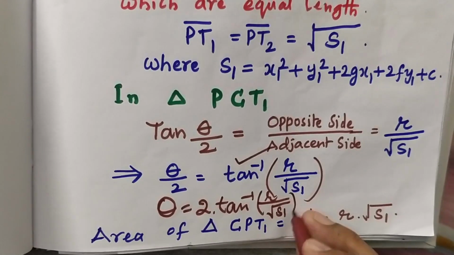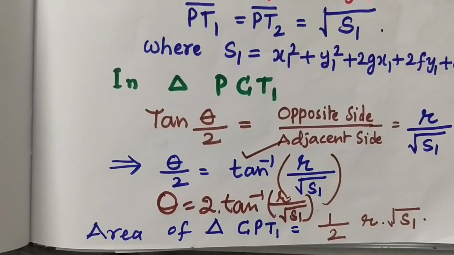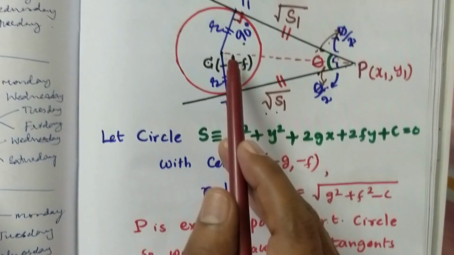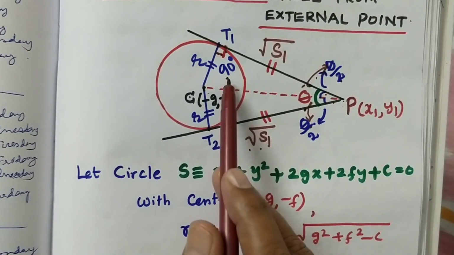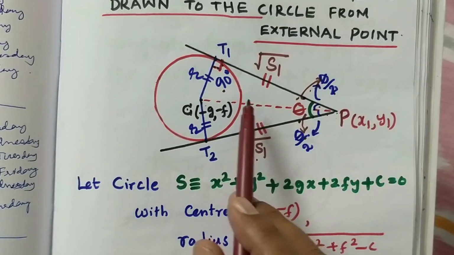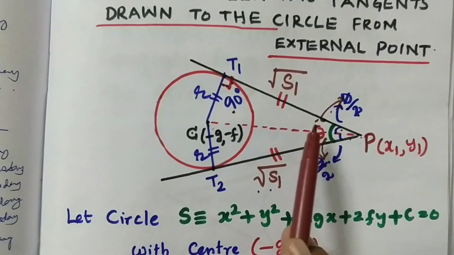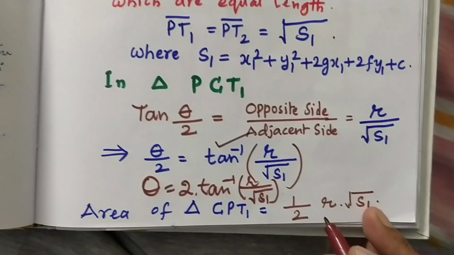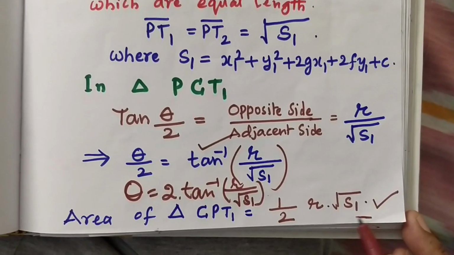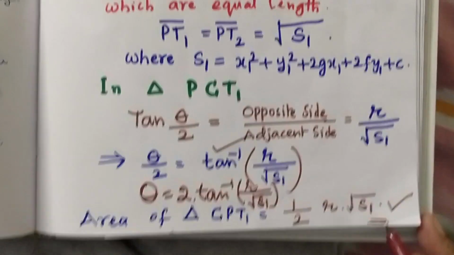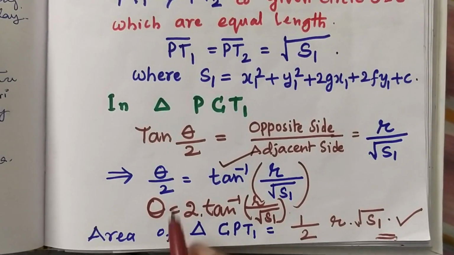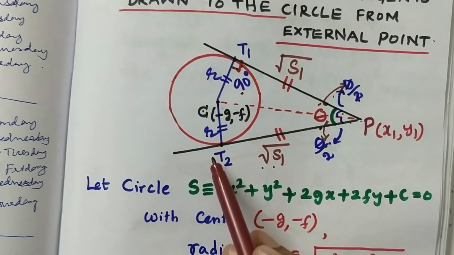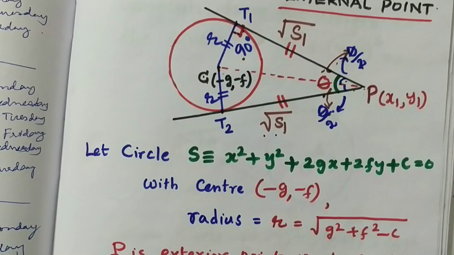Is it not? And one more thing I want to tell you: the area of this triangle CT1P. What is the area? Half into base into height. What is the base of this one? Root S1, and the height is R. So half into R into root S1 is the area of this triangle CPT1. And the area of the quadrilateral PT1CT2 is R into root S1. Note it.